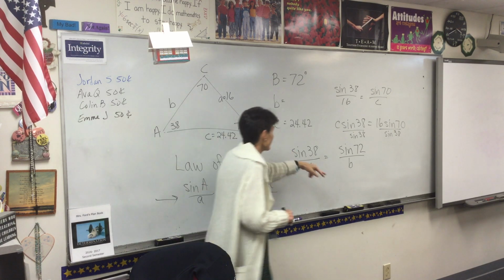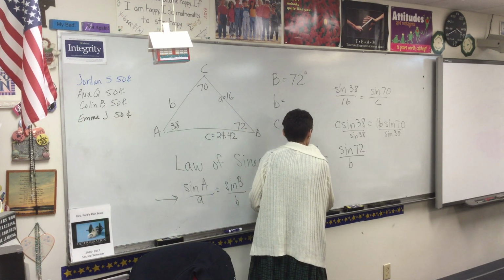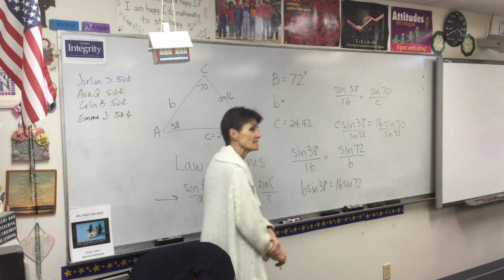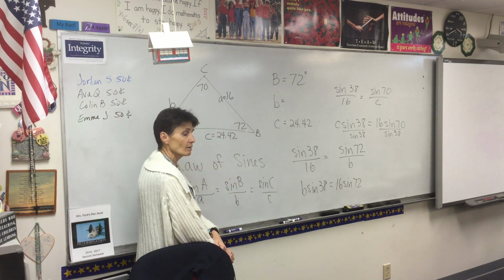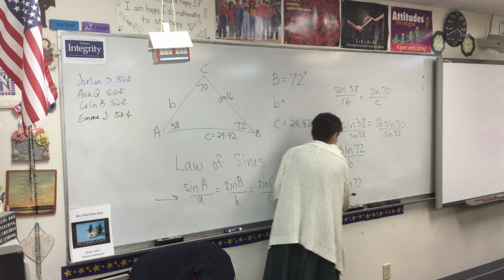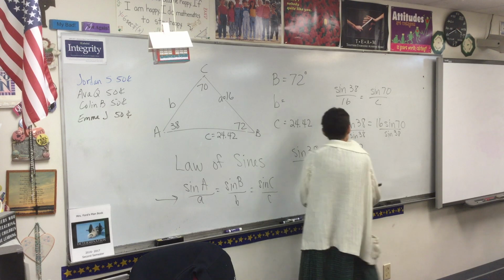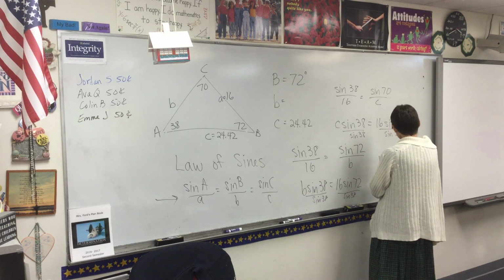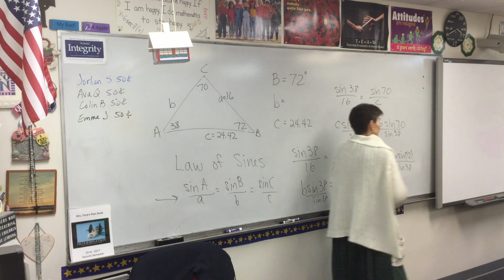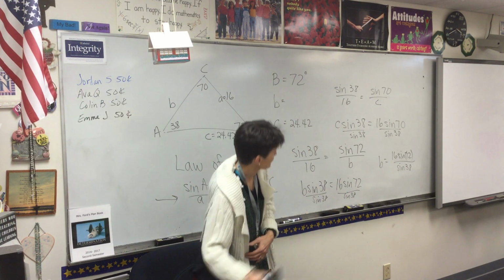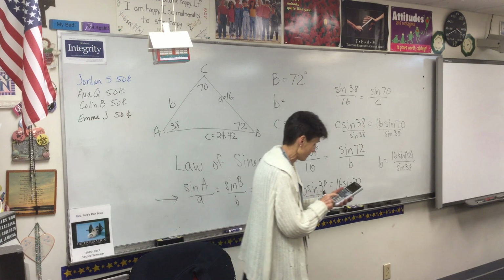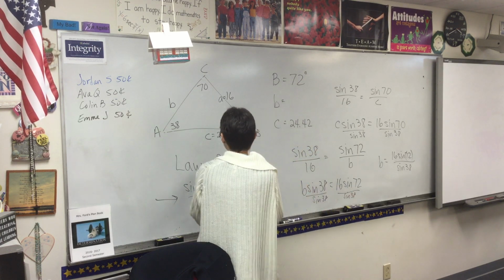Okay? Now, cross multiply. B sine 38 equals 16 sine 72. I am not shortcutting. I'm writing down every step so that I don't make careless mistakes. Now I'm going to divide by sine 38. I'll type in 16 sine 72 divided by sine 38. And I caution you, please remember to close the parentheses after that 72. So Jordan's already given us the answer. Let's see if he's right. He said 24.72.